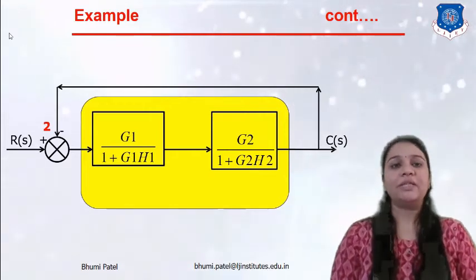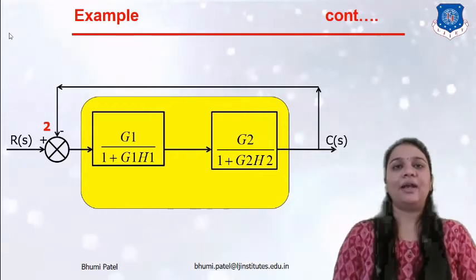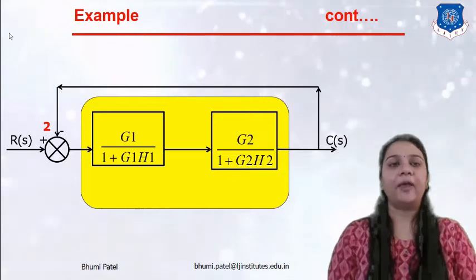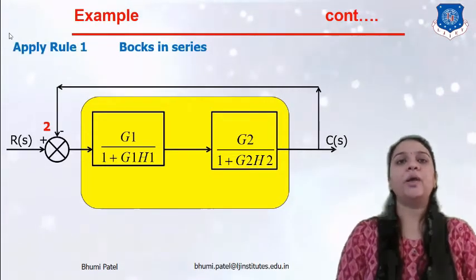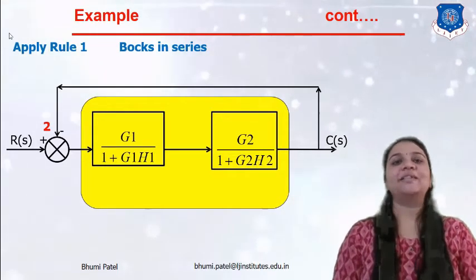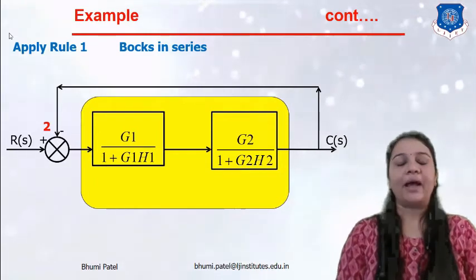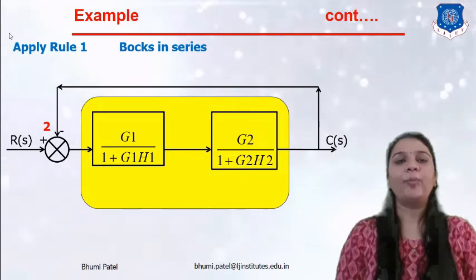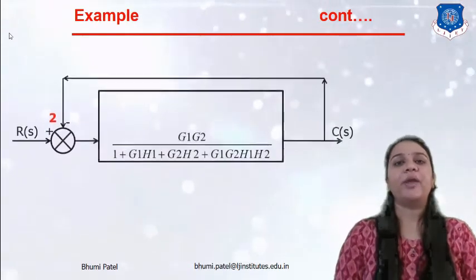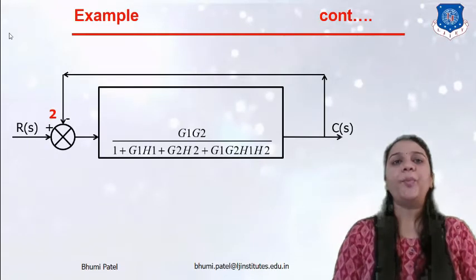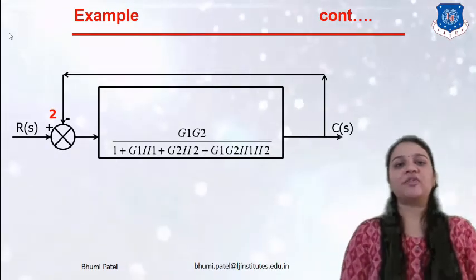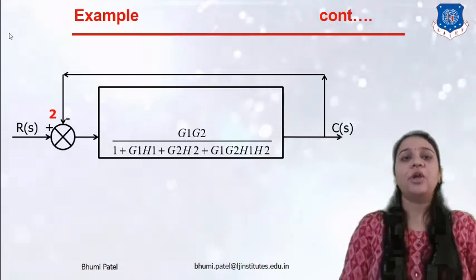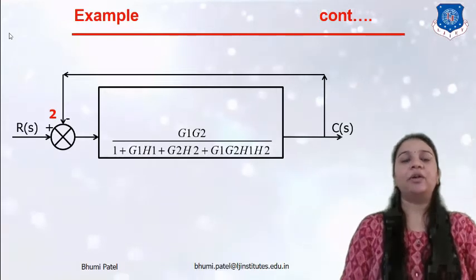Now you can see that the two blocks are directly connected in series. So we can apply rule number 1, blocks in series connection. We multiply the two block gains, and the result will become G1 G2 upon 1 plus G1 H1 plus G1 H2 plus G1 G2 H1 H2.